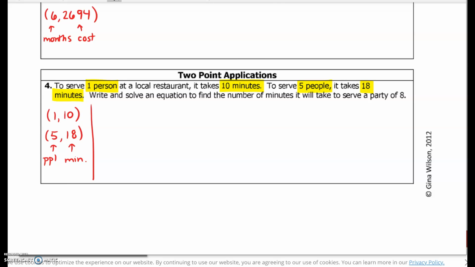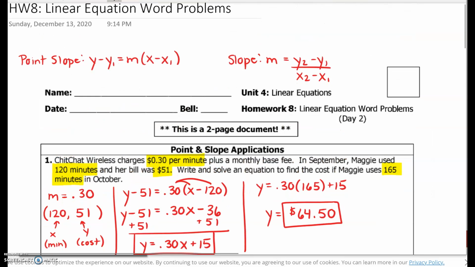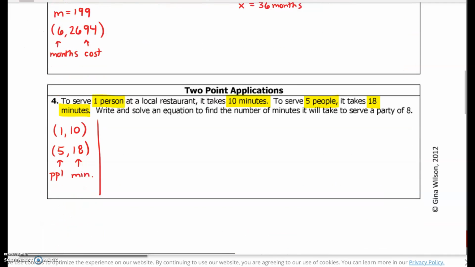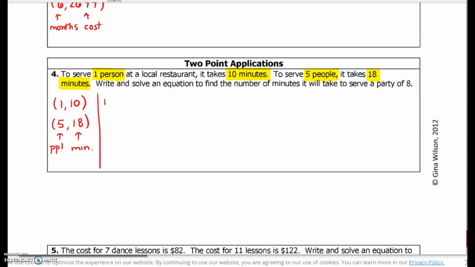Now, when we have our 2 points, we are missing the slope. So we want to use that slope formula. I had written that at the top of your paper, y2 minus y1 divided by x2 minus x1. That formula is what you will have to begin using on number 4. So you'd have 18 minus 10 divided by 5 minus 1. 18 minus 10 is 8, 5 minus 1 is 4, and 8 divided by 4 is 2. This gives you the slope that you need to write your equation for these problems.